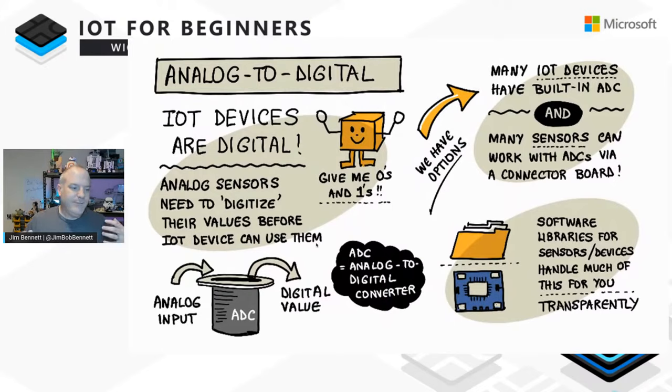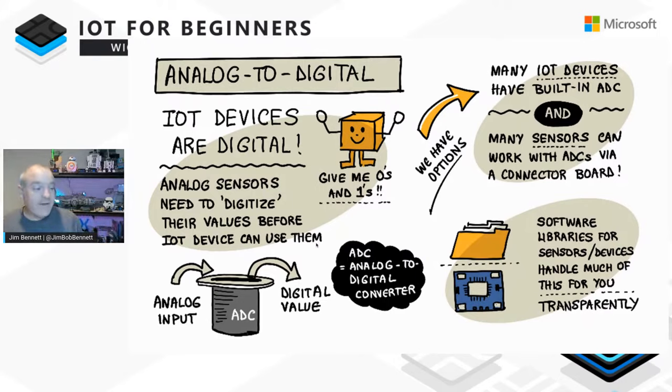Now, voltage, as I said, is an analog signal, and computers are digital. We always think about computers as digital devices, and digital sensors are ones and zeros. Computers work in ones and zeros. So how do we deal with that analog signal? How do we deal with that voltage? You do it with what's called an ADC, an analog to digital converter. These digitize analog values so that the IoT device can use them. So the analog input goes in, the ADC digitizes it, and then you get the signal out.